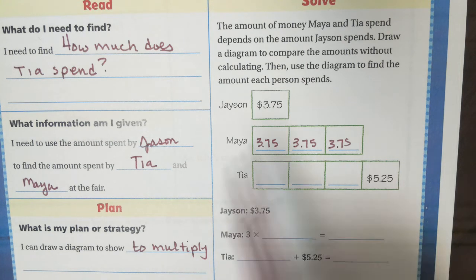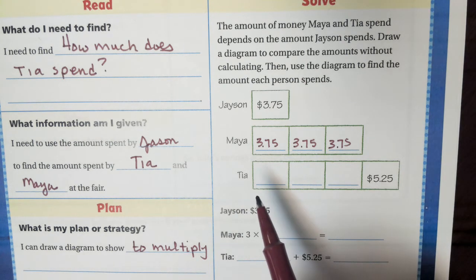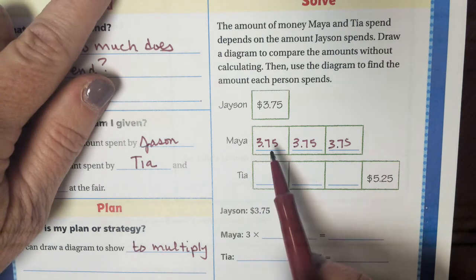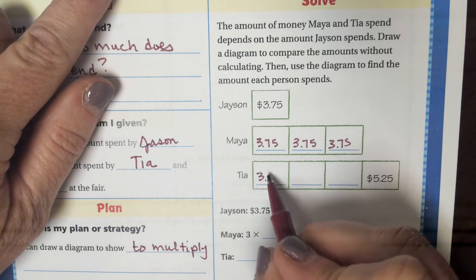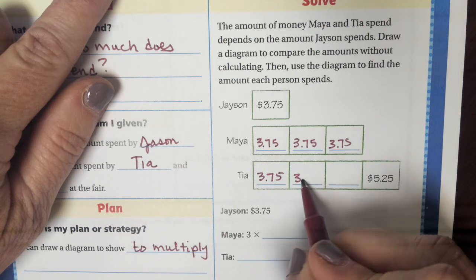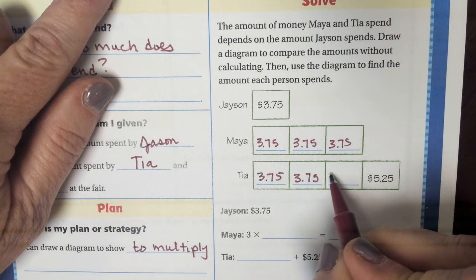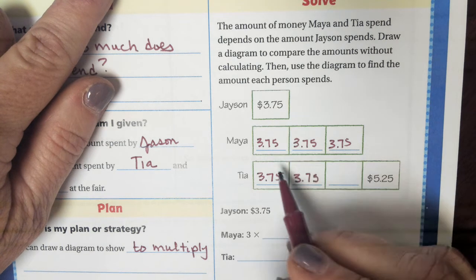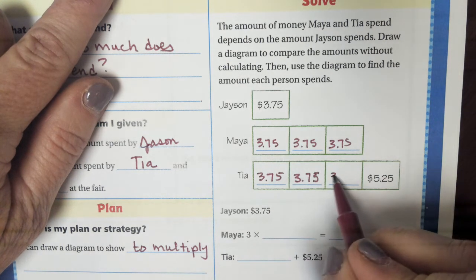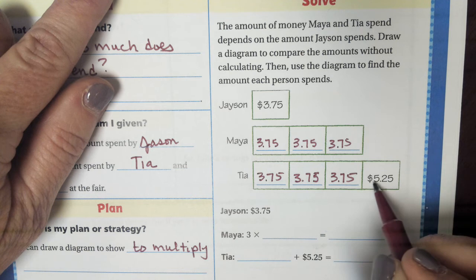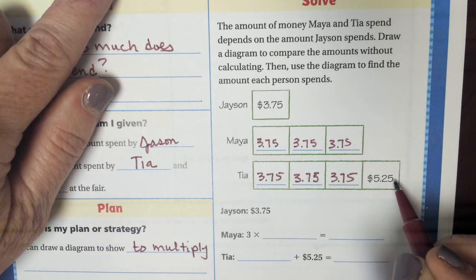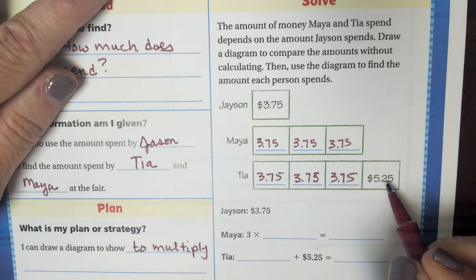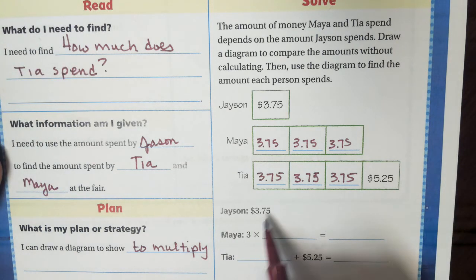Okay, now it says Tia is going to spend $5.25 more than Maya. So I'm going to go ahead and write $3.75 for Tia. Wait, I thought it was $5.25. Everything comes off of Jason. So I'm going to write $3.75. And here they've got the $5.25 more than Maya. Okay. So now I know my key is $3.75.